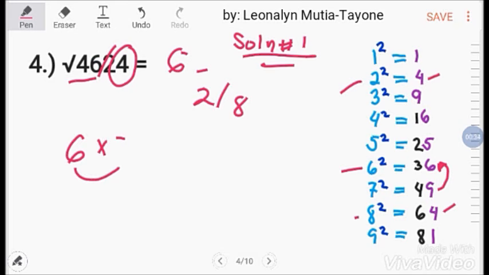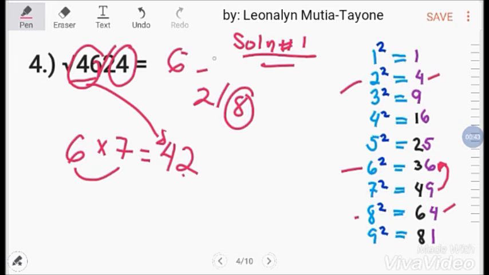6, multiply mo sa next number which is 7, and that is 42. 46 is greater than 42. So the answer is, i-choose natin ang 8 kasi 8 greater man. So the answer is 68.